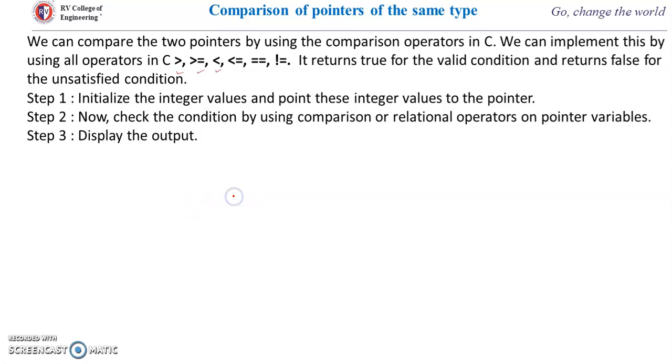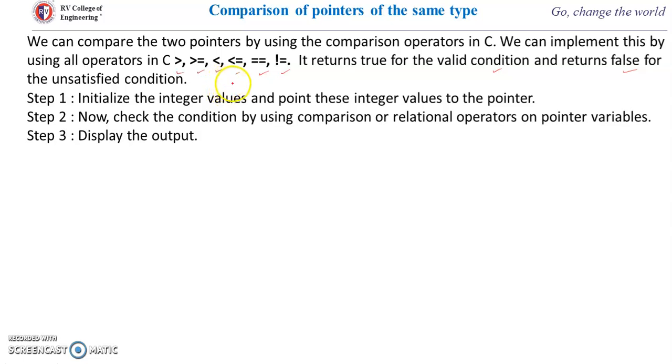In this video lecture, I will explain comparison of pointers of the same type. We can compare two pointers by using the comparison operators in C. We can implement this by using all operators in C. So we know that these are the comparison operators: greater than and equal to, less than and equal to, not equal to. Using these we can compare two pointers, and it returns true for the valid condition and false for an unsatisfied condition.